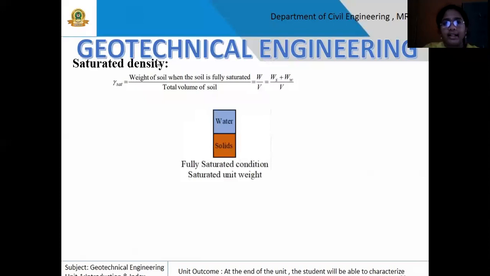So this is gamma sat, that is saturated density. It is nothing but weight of soil when the soil is fully saturated divided by total volume. It is equal to W by V. So when soil is fully saturated, we have Ws plus Ww divided by V.